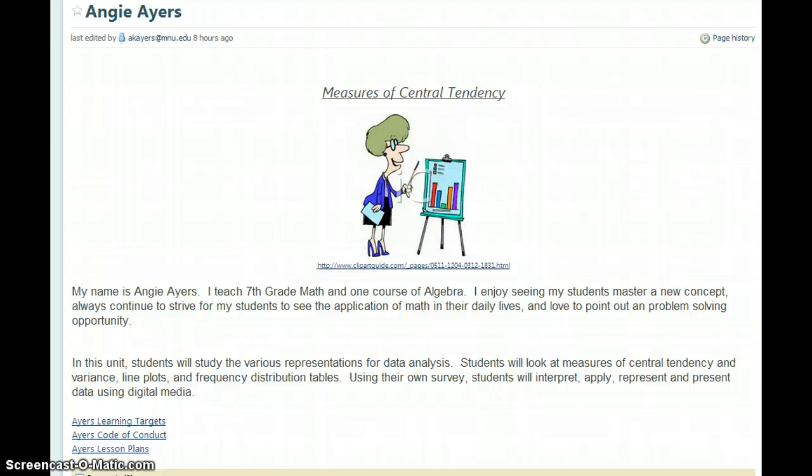I tried to make my wiki easy to navigate by providing links on each page to each different page.